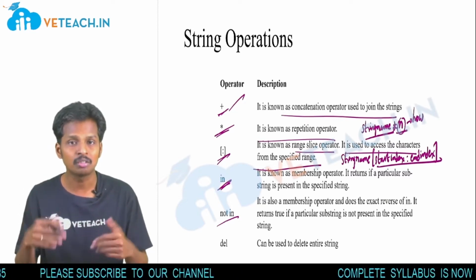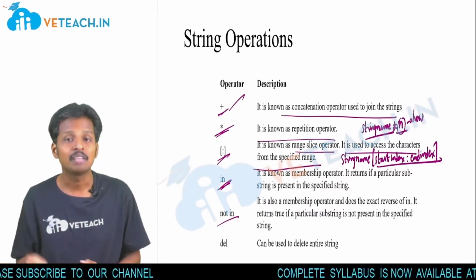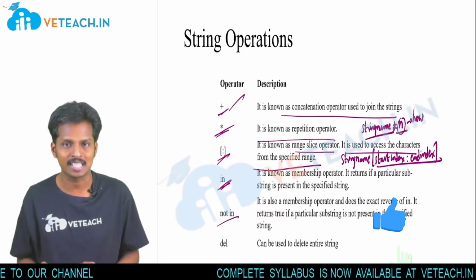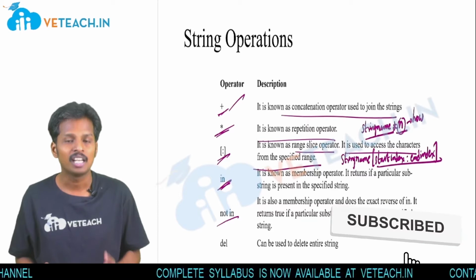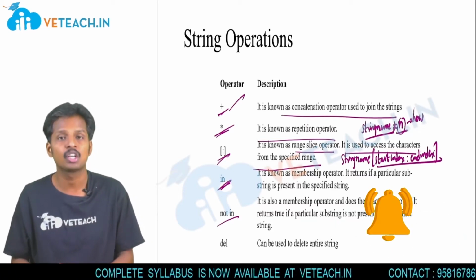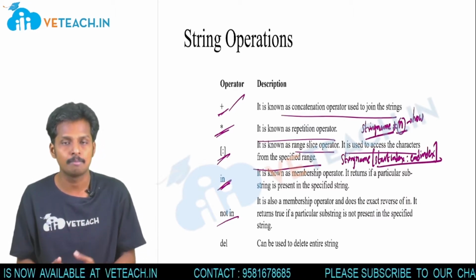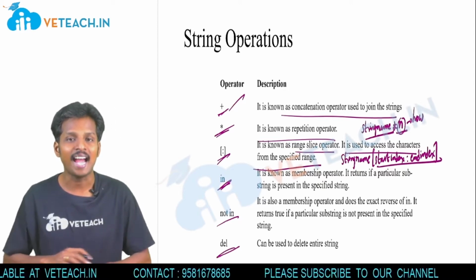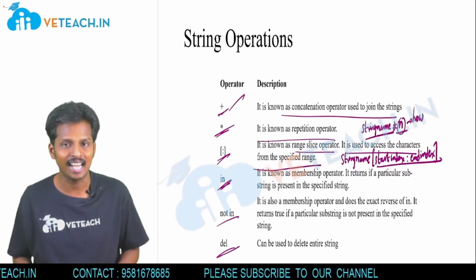Not in is the reverse of the in operator. Not in returns true if the value is not present, and false if it is present. In returns true if it is present and false if it is not present. That's why we call in and not in reverse operators. In and not in are known as membership operators. Next, del. It is used to delete the entire string.